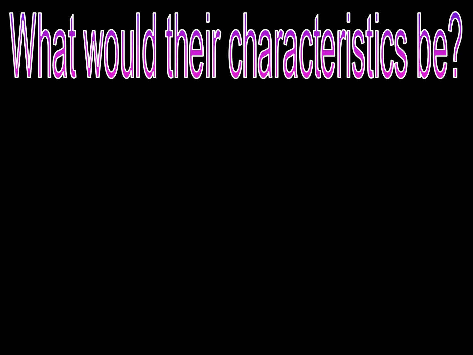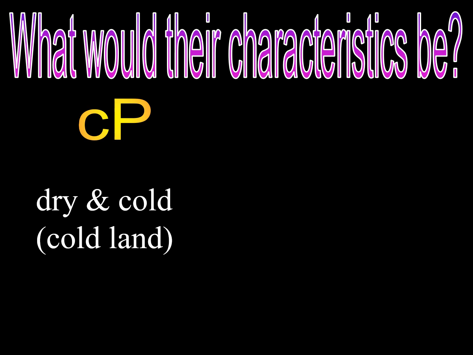All right, so see if you can guess these on your own. CP. So talk through it. What does the C mean? Well, I could have wet or dry. Wet would be moist, which would be maritime. So C must be continental, and it means dry. P means it's from the polar area, so it's going to be cold. So here, we're going to have dry and cold.